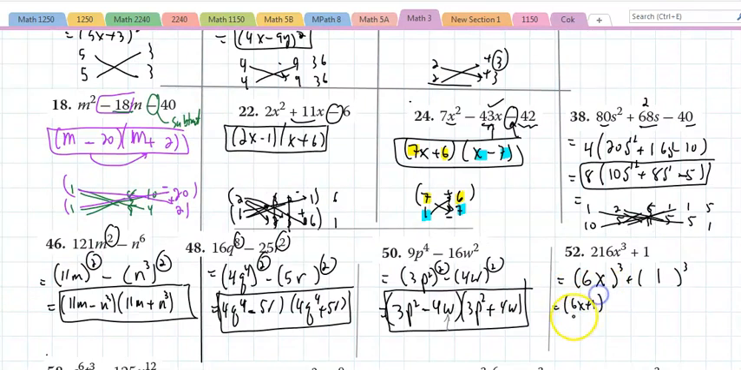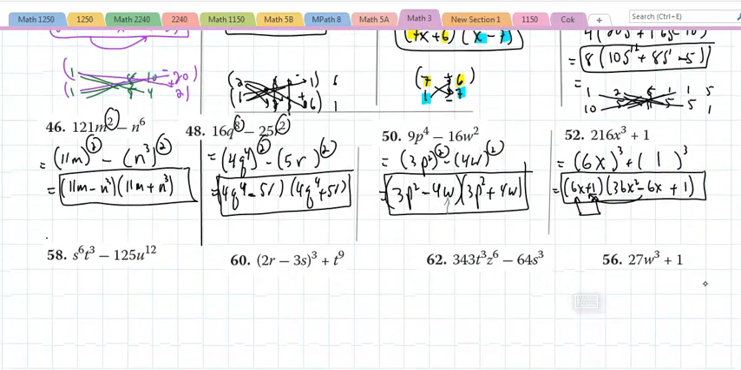So 6x plus 1. You would square the first. You would square the last. And you would multiply those. The last is always positive. This sign is always the opposite of that. That's how I always memorize it from when I took this ages ago.